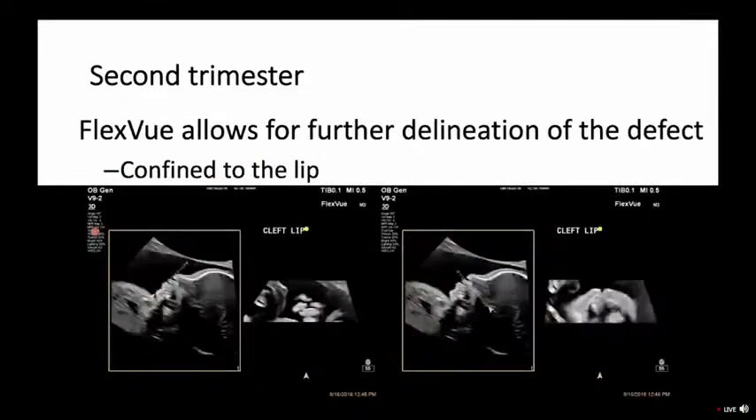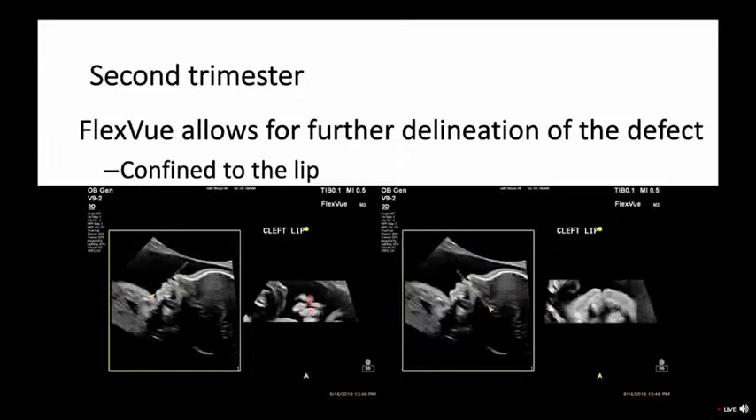And FlexView is pretty cool. You push your touch screen, there's just a little button that says FlexView. You can apply a line directly across the fetal face. It gives you a slabbed kind of image. You can see that this is set at just a few millimeters here. And so there's a few millimeters of images slabbed together that gives us a perfect coronal image representing that cleft lip.